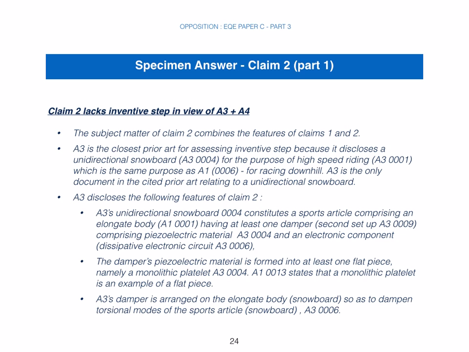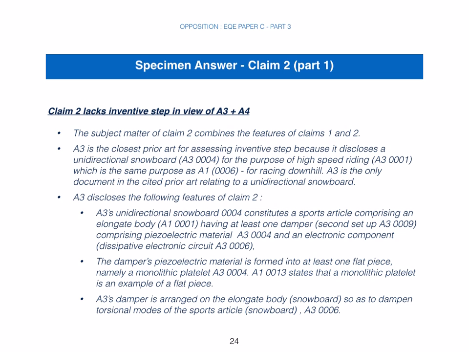Because it discloses a unidirectional snowboard, A3 paragraph 4, for the purpose of high-speed riding, A3 paragraph 1, which is the same purpose as the opposed patent, A1 paragraph 6, for racing downhill. A3 is the only document in the cited prior art relating to a unidirectional snowboard.